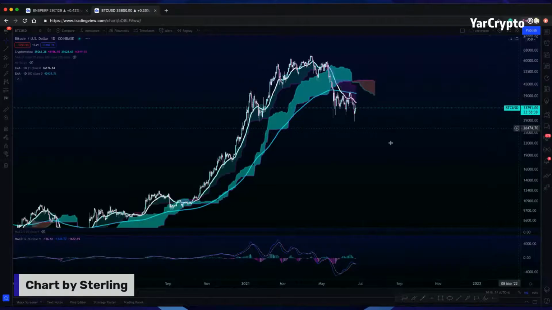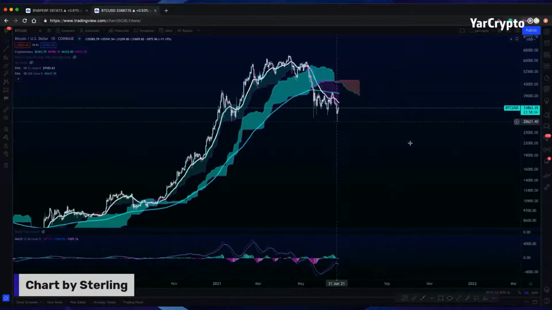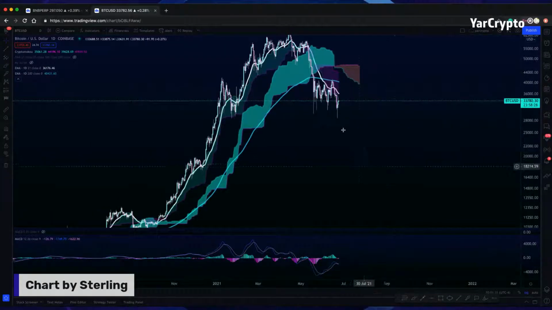Yeah. We did have a wick down. What was the lowest we went down to last night? So I believe on the futures chart, it was around 28.7. But right here on this Coinbase chart that I'm looking at, I could just make a horizontal ray to that lowest wick.